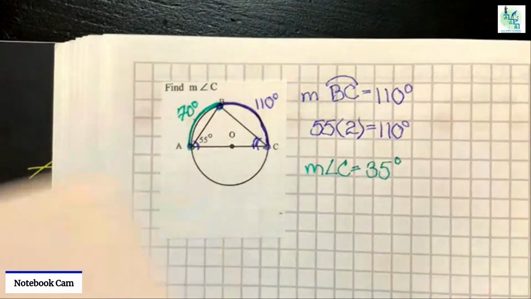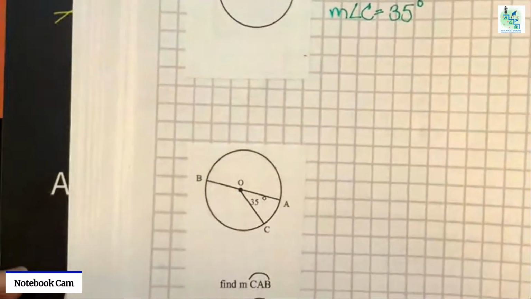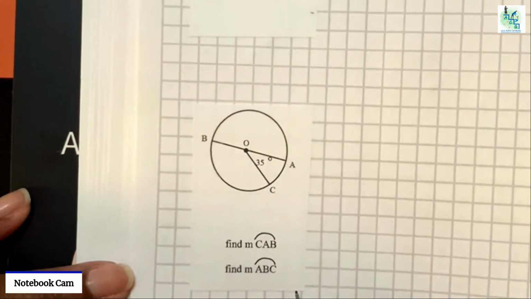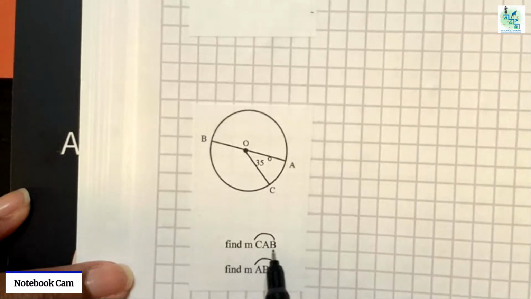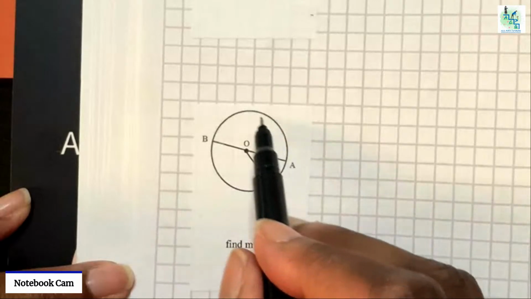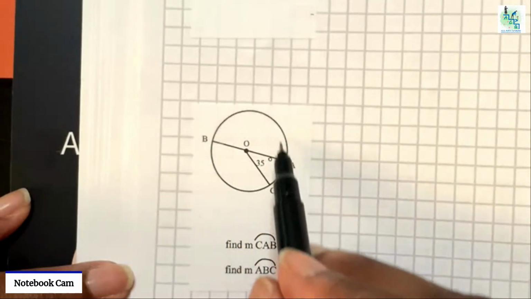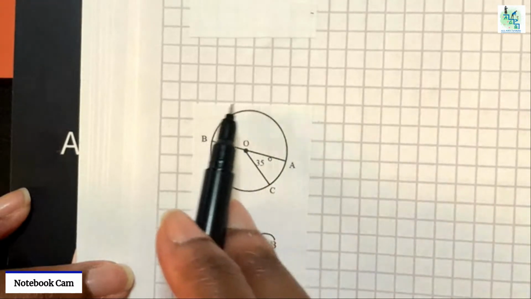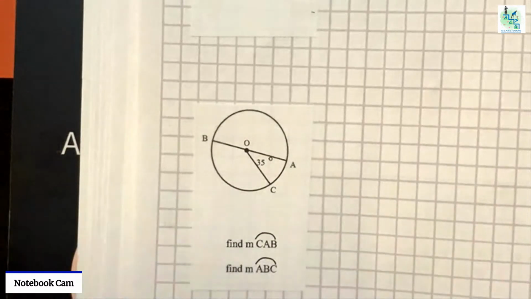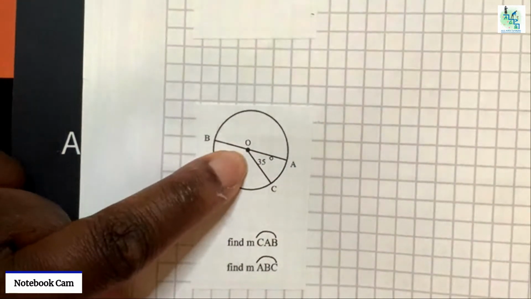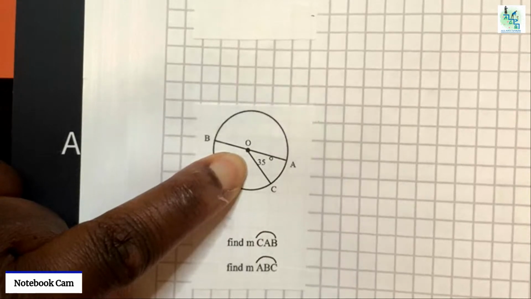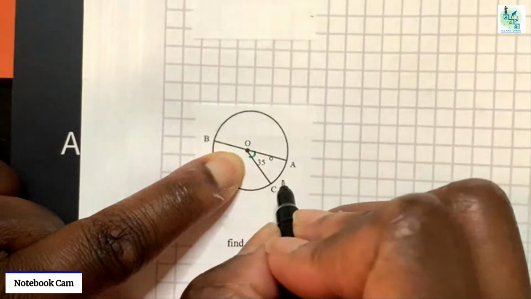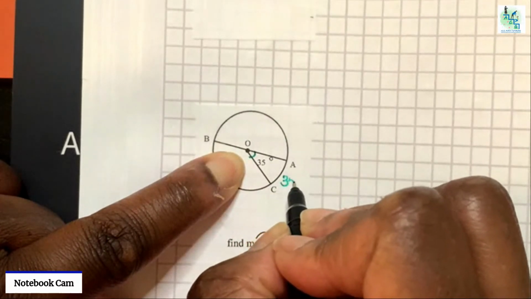All right, let's get with the next one. All right, so we need to find the measure of arc CAB. Okay, CAB. So it's a nice major arc. All right. And then we need to find the measure of arc ABC. All right. So this time we got central angles. So that means this angle AOC, its arc is also going to be 35 degrees.